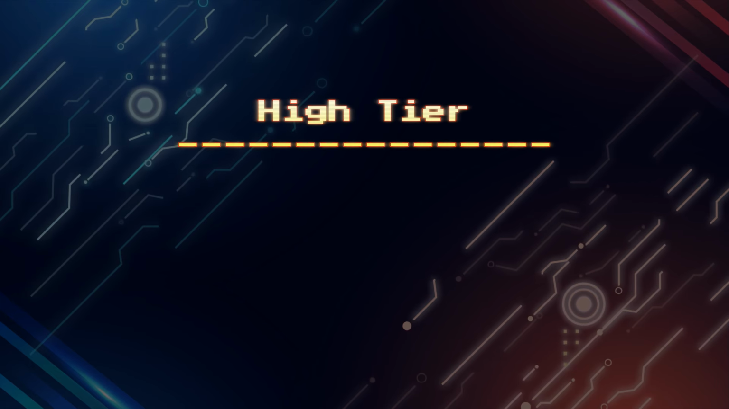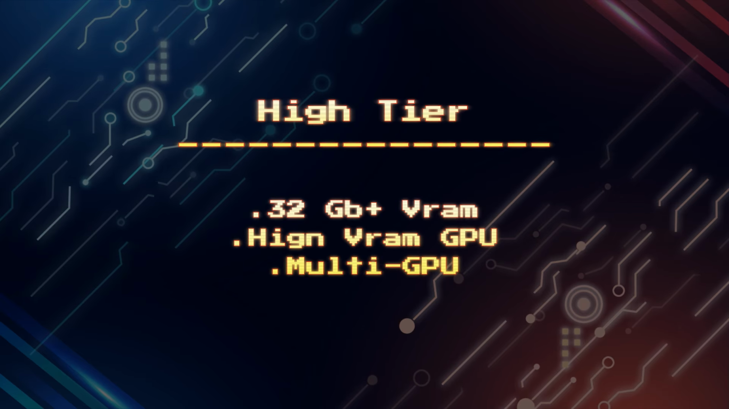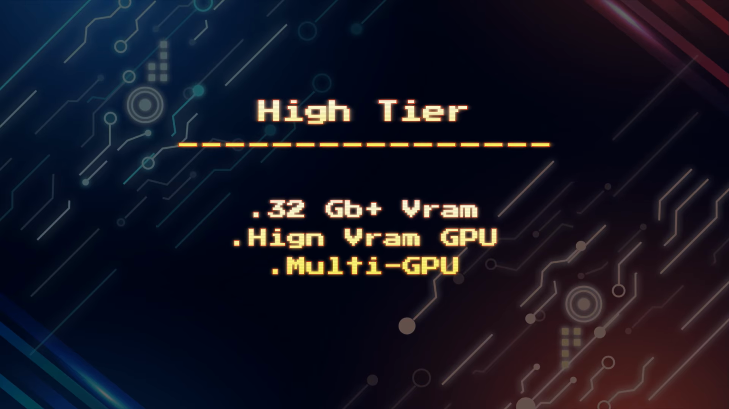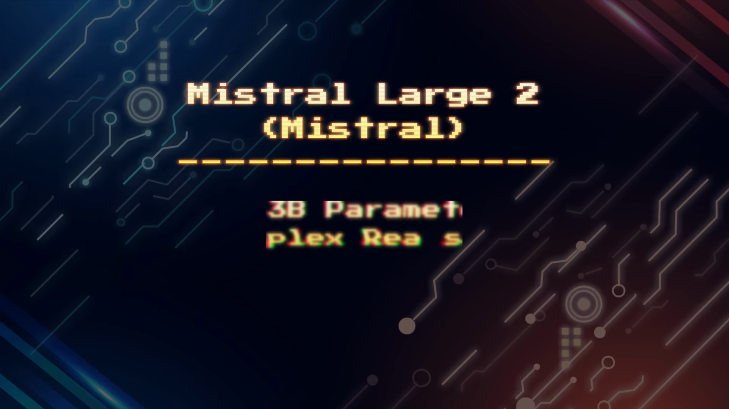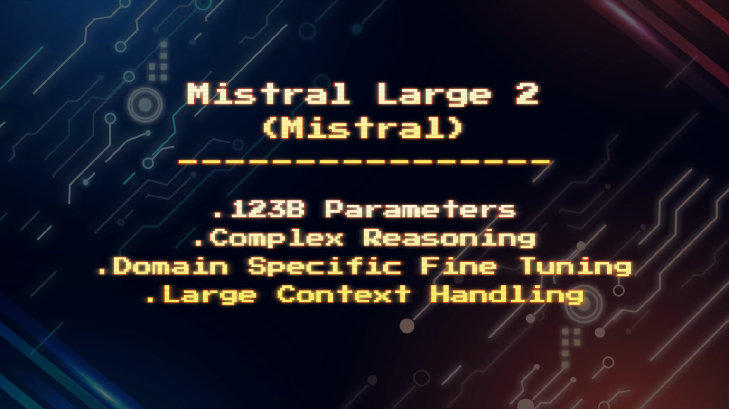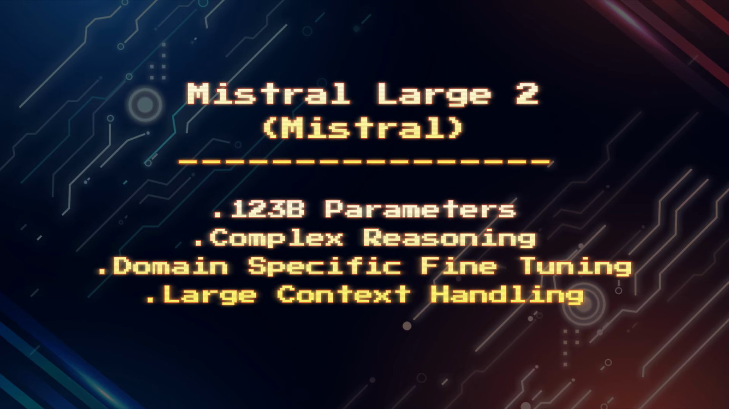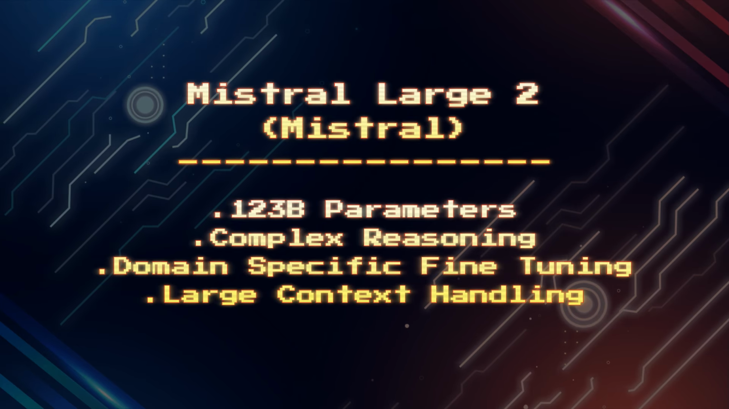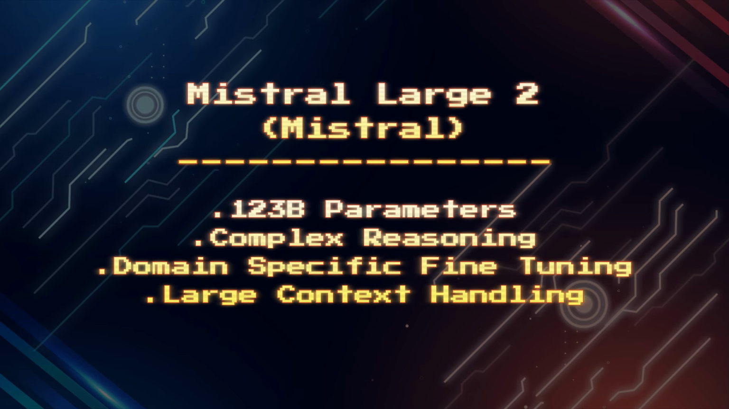Now for high-end systems with 32 gigabytes or more of RAM and a good GPU, we're talking serious local hardware here. High RAM, high VRAM GPU, or even multiple GPUs for running large models. Mistral Large 2, with approximately 123 billion parameters, is an open-weight model under the Mistral Research license. This is designed for a multi-GPU workstation or top-tier single GPU with large VRAM plus high RAM. It excels at high-end reasoning, domain-specific fine-tuning, and large context handling.